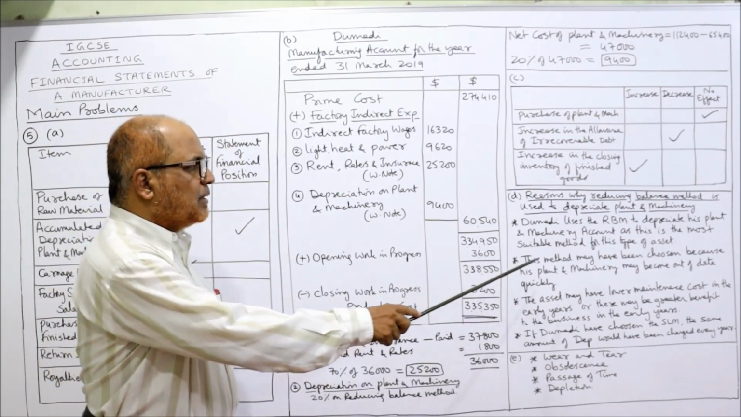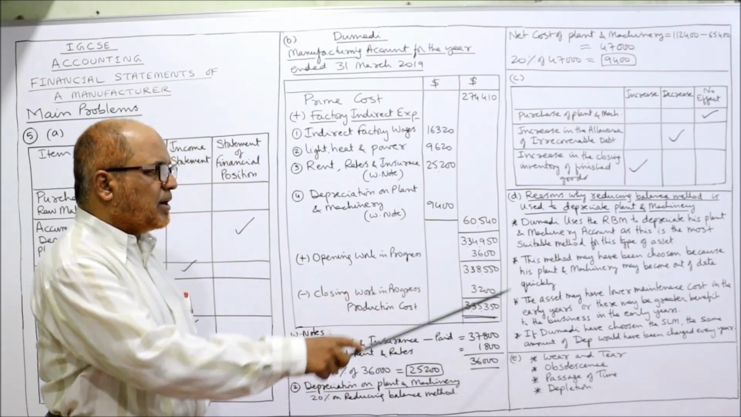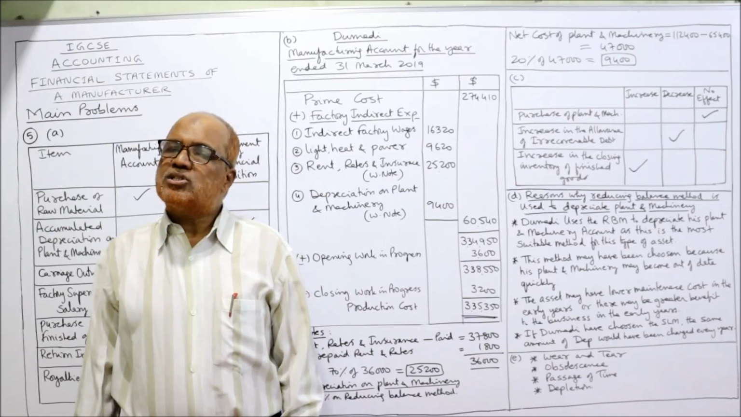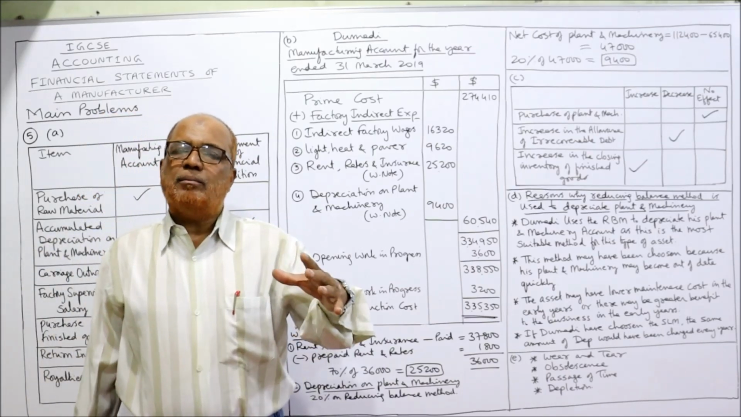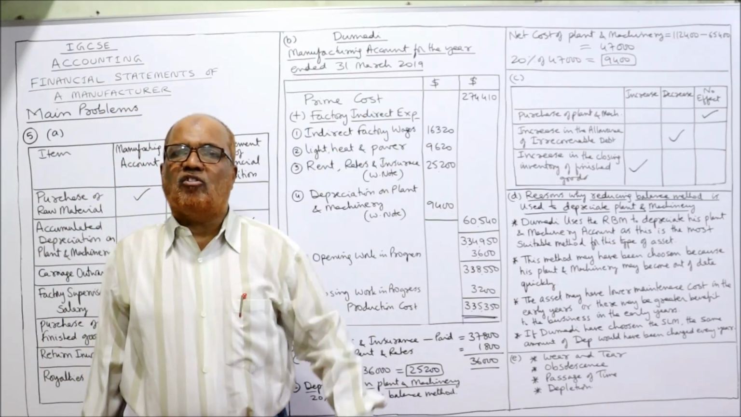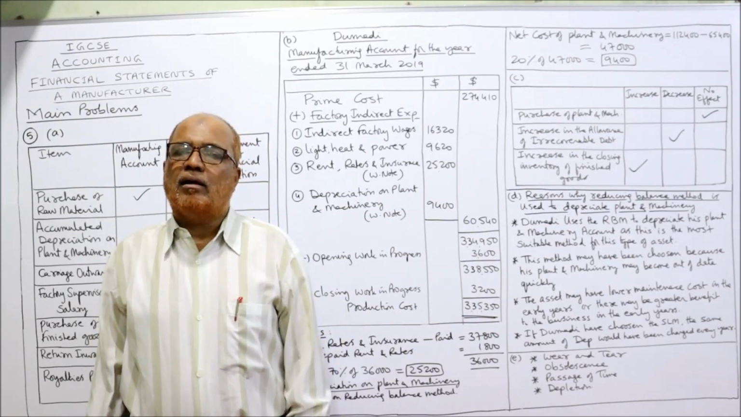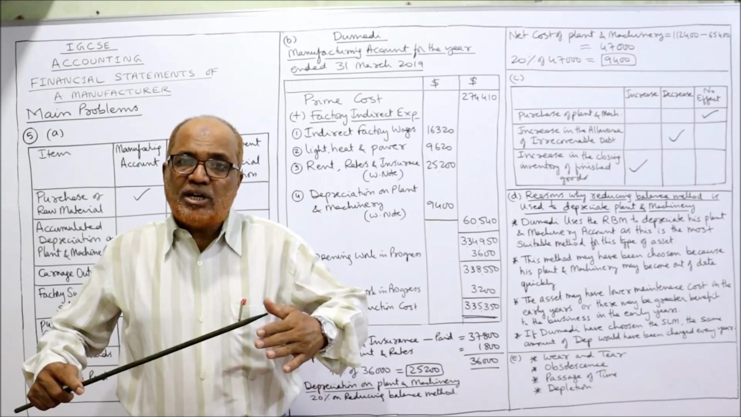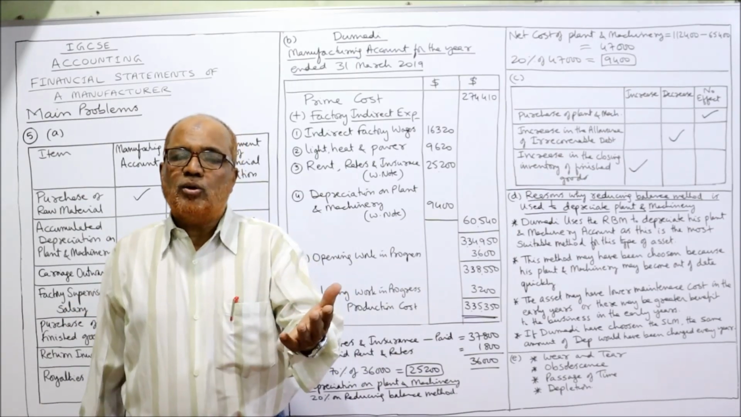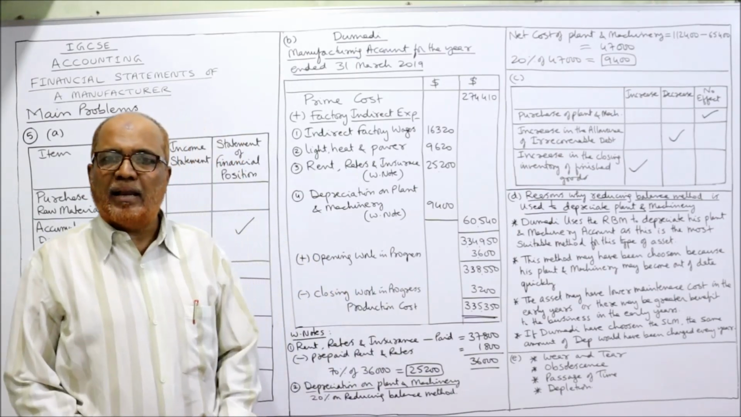Secondly, this method may have been chosen because this plant and machinery may become outdated quickly. Just now I told you, the life of the plant and machinery will not be as long as that of building. The life will be a little bit lower. So that's why it depreciates quickly. So it is better to adopt reducing balance method.